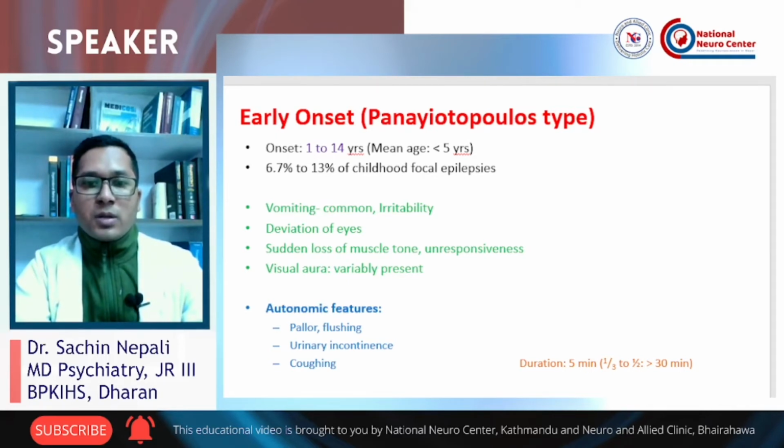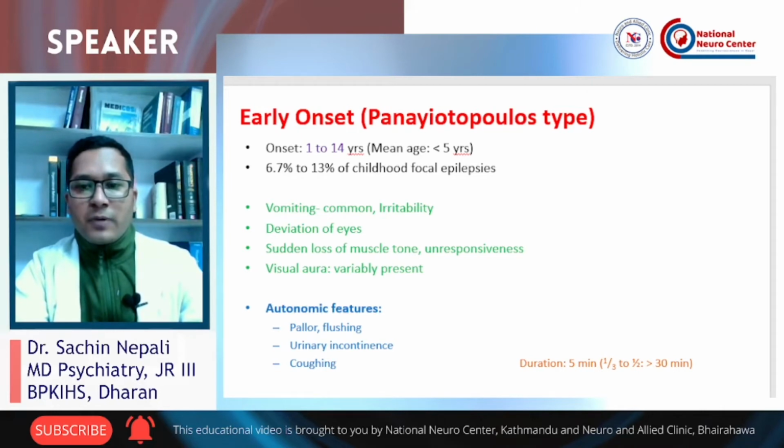So in this early onset benign temporal occipital lobe epilepsy, autonomic features are most common, and other autonomic features are pallor, flushing, urinary incontinence, and coughing. The duration of early onset occipital lobe seizure is around 5 minutes, and in 1/3 to 1/2 of the patients, the duration could last for more than 30 minutes.